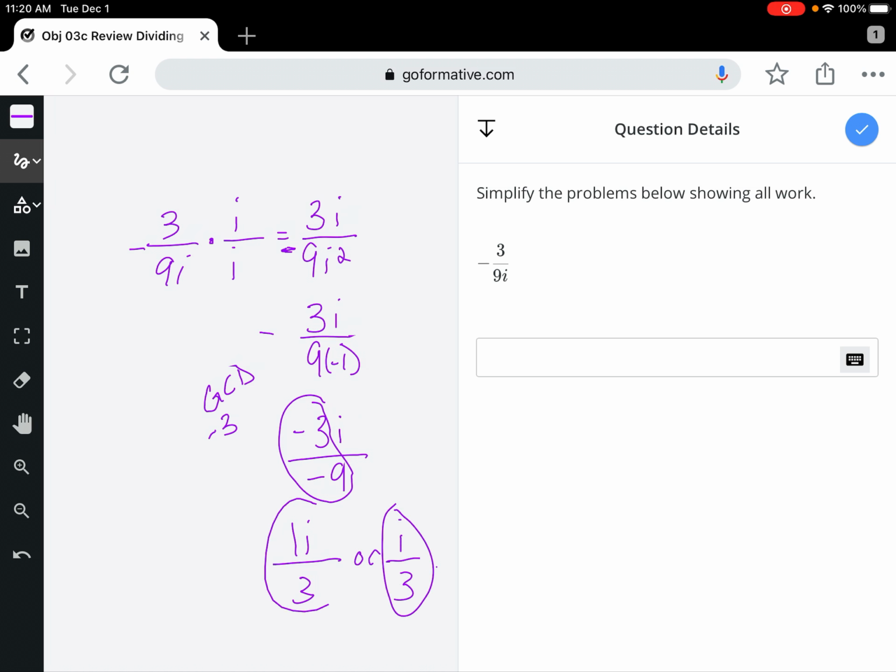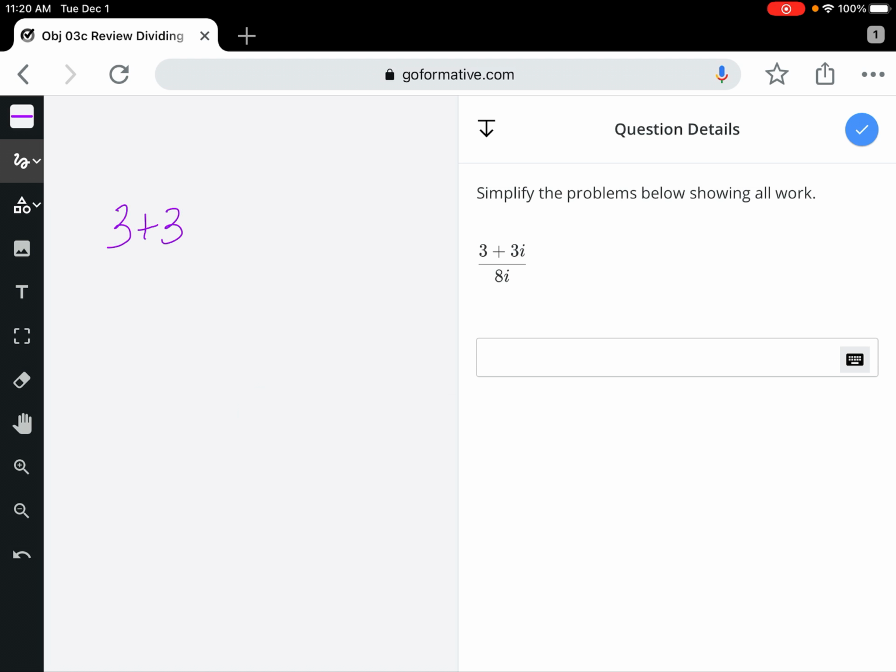Okay. Next one, 3 plus 3i over 8i. Again, you ignore the 8, you just multiply by your fancy 1. Now, when you have a binomial, two terms in the numerator, you're going to put parentheses around it. So you do distributive property. That's going to be 3i plus 3i squared over 8i squared.